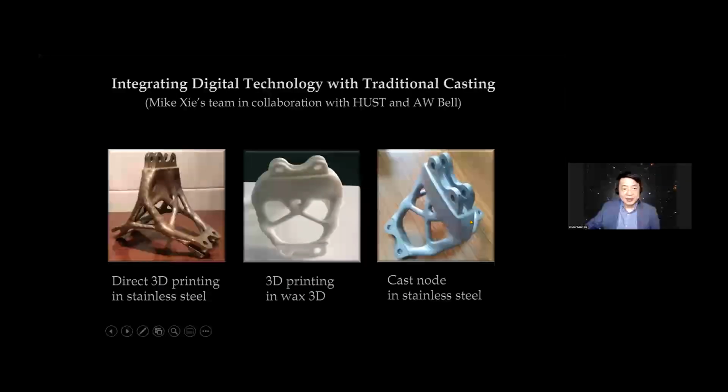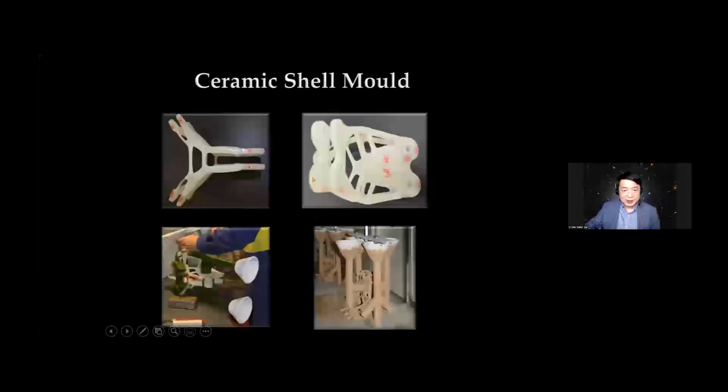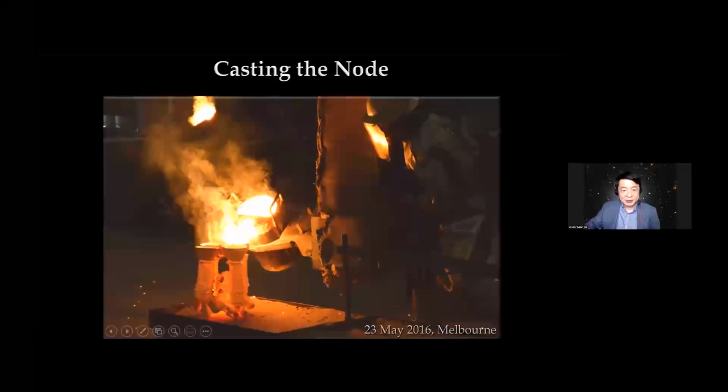So an alternative way to the direct 3D metal printing is to print the wax model, because printing wax is far cheaper than direct metal printing. Once you get the wax model, you can dip this wax model into ceramic slurry to create this ceramic shell. You can melt the wax inside and then use this ceramic shell to cast a node. So this is how we cast a node.